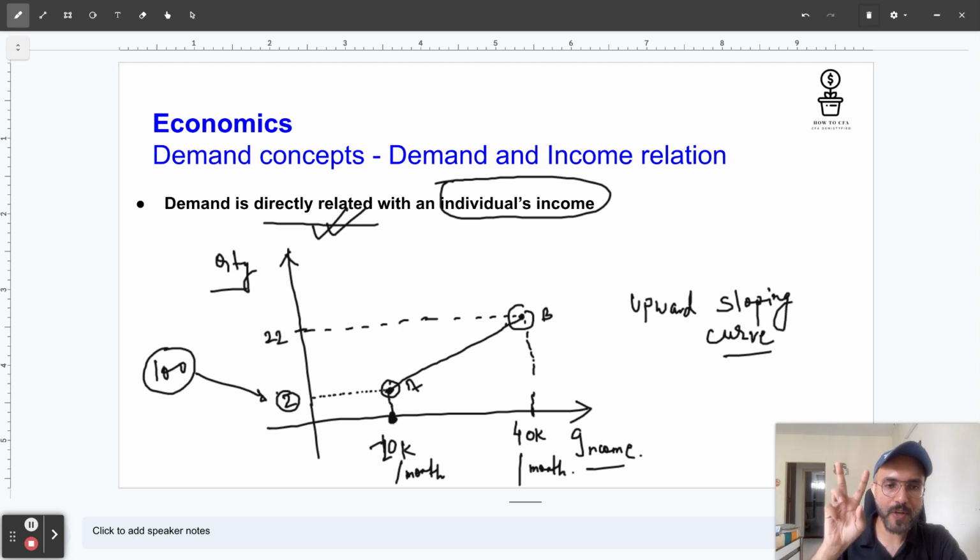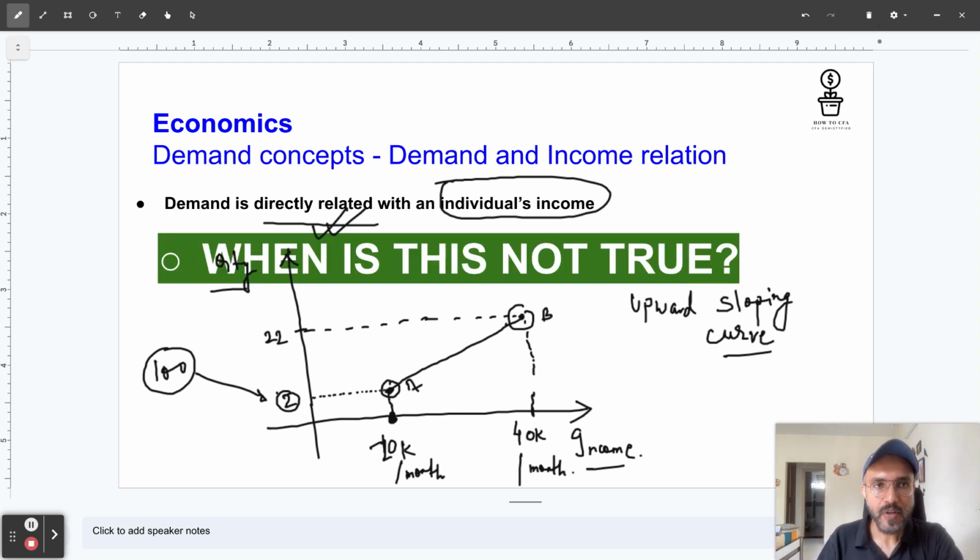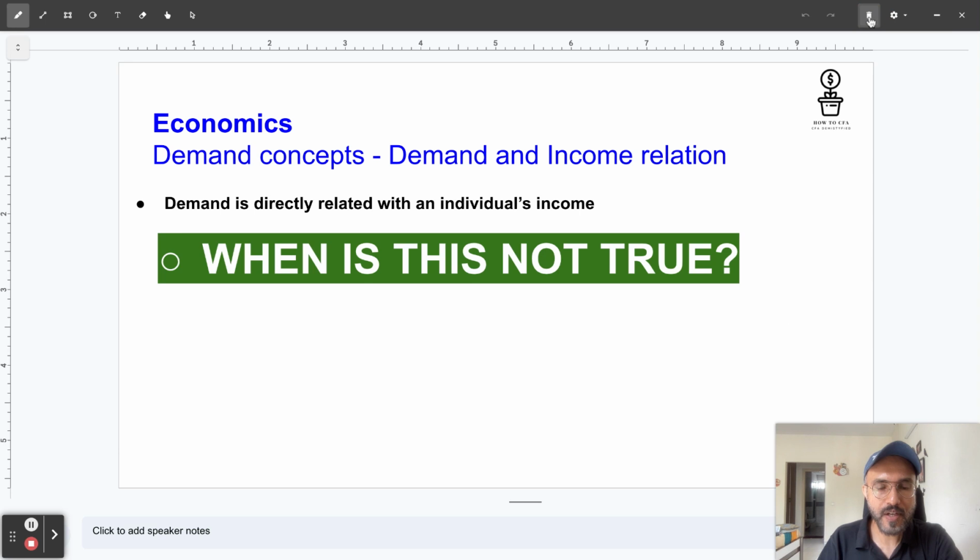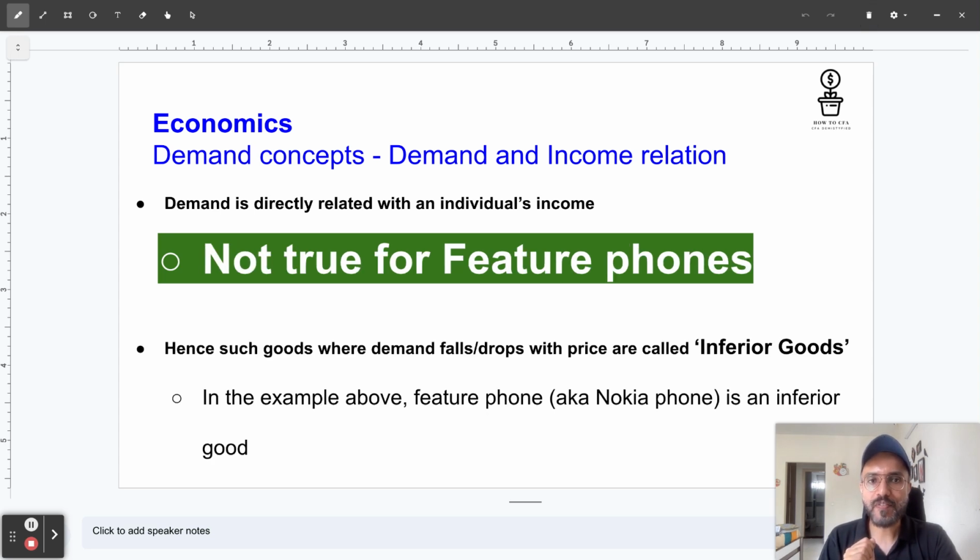So this is your concept number 2. Now here is an interesting trivia. When do you think this phenomenon is not true? Which means that your salary is increasing, but the demand of that particular good is not increasing. Do you think there will be a situation when such things can happen? Of course. When will this happen?